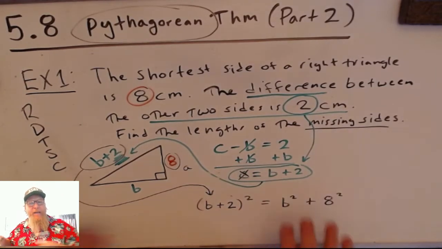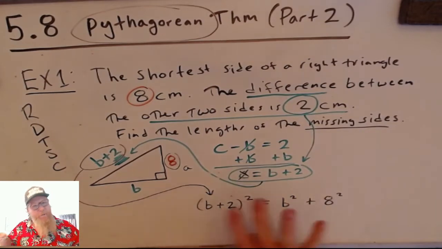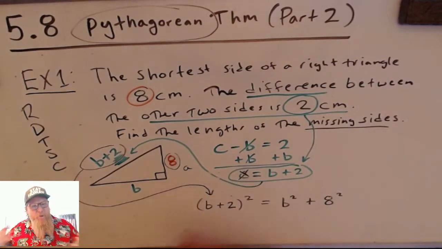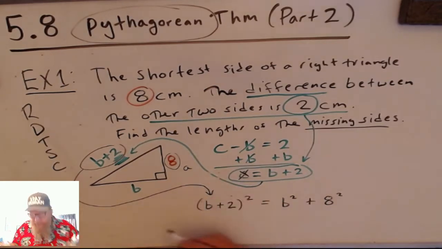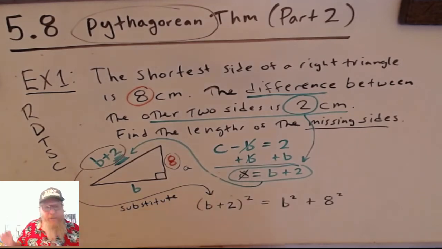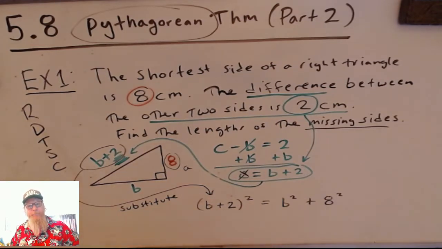If you get to solving an equation anywhere in this course and there's more than one variable, you can't solve it with more than one variable. You need to remove or eliminate, or in this case we call it substituting, or replacing the variable C with B plus 2. Okay.